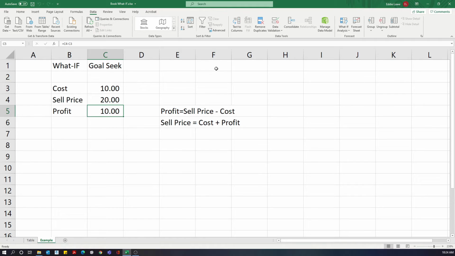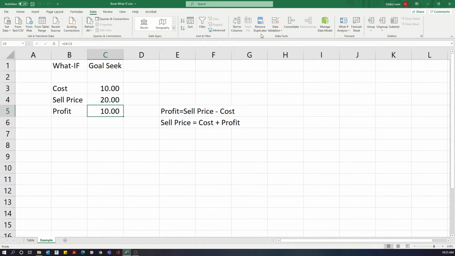But what we're looking at here is that when we look at more advanced formulas, it will allow us to be able to solve for that. We'll show you an example here in a moment. Say for instance, here we have our cost, our sale price is $20 and we have a profit of $10. Well, maybe we want to have a profit of 15, so we need to find the sale price.